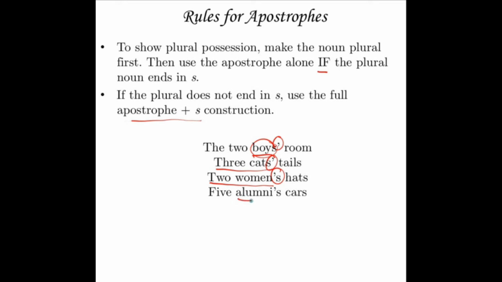Similarly, 5 alumni's cars. I don't care what you've been told, alumni is a plural noun. The singular is alumnus, amusingly enough. So if you're talking about cars belonging to 5 previous graduates of your university, it's 5 alumni's cars.